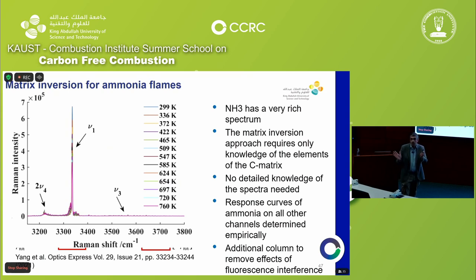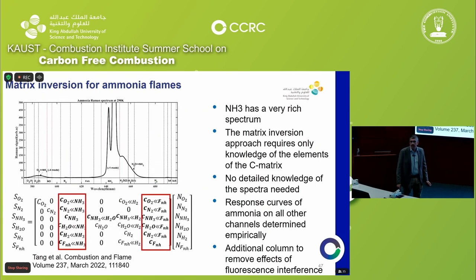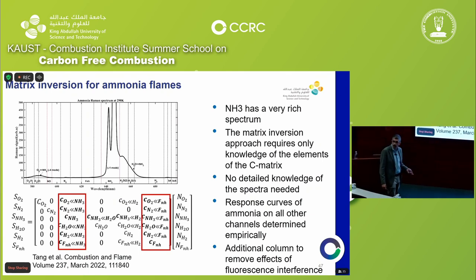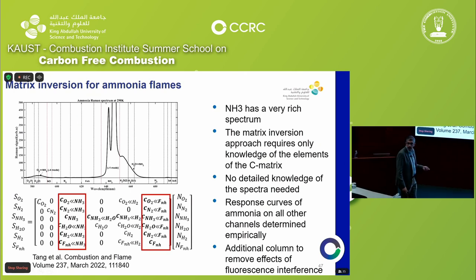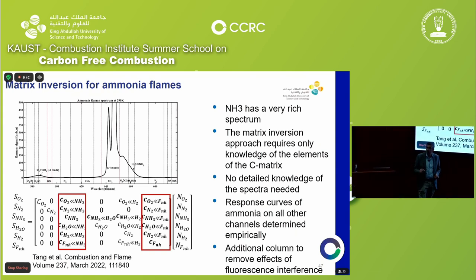We had two routes we explored. One was to get detailed measurements of the spectrum and try to build our theoretical knowledge of what the ammonia spectrum is like, or a much more empirical approach where all we needed to find was this column here in the matrix inversion, where we have the temperature dependence of this channel we assign to ammonia as a function of temperature, as well as the crosstalk on the other species. So this simplifies the problem enormously because we don't need to know the details of the spectra. A simple curve as a function of temperature will do.